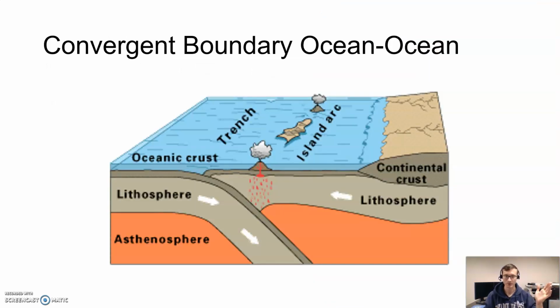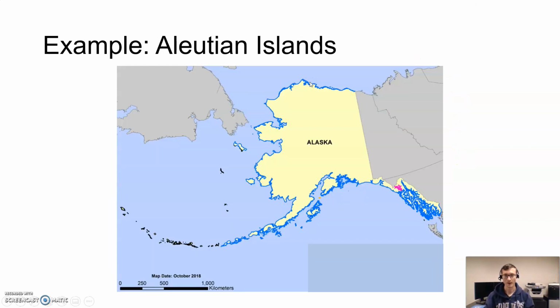We have another case, ocean and ocean. So you can have a young, light, hot ocean plate, and then another one which is old and cold and dense. And whenever they meet, the one that is more dense will subduct beneath the other one. But this is all happening underwater. So what we would see at the surface is a volcanic island arc. This is one of our signifiers that this is happening here.